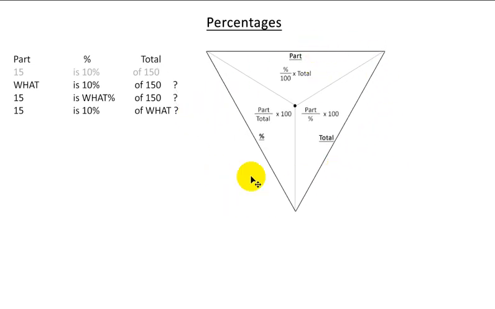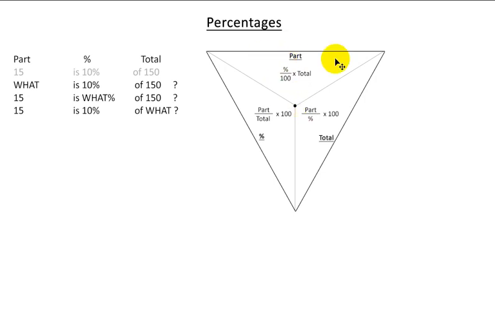Here in this triangle, which I would like for you to copy into your notebook, you can see the way that we solve percentage problems, depending on what we're looking for, depending on what we have and what we need. Because what we said last time was that in percentage problems, we know two parts and we're looking for the third part, meaning that if I know the percentage and the total, I'm looking for the part. If I know the part and the percentage, I'm looking for the total. If I know the total and the part, then I'm looking for the percentage, and I use the two that I know to find the third one.